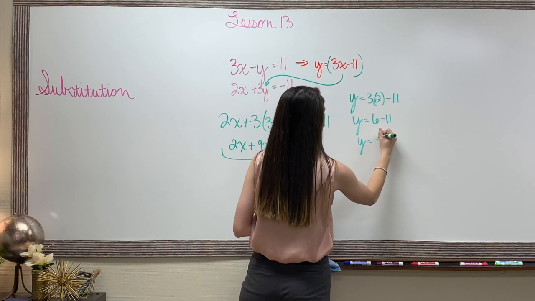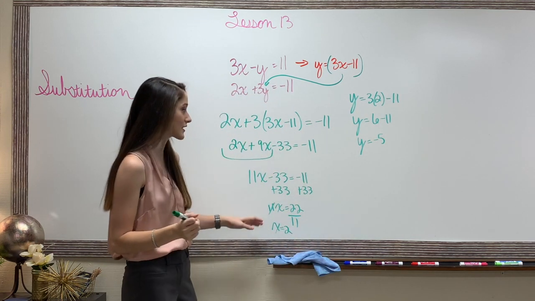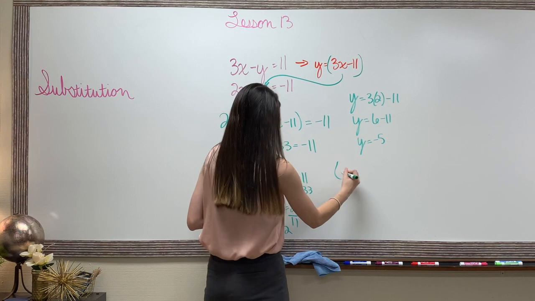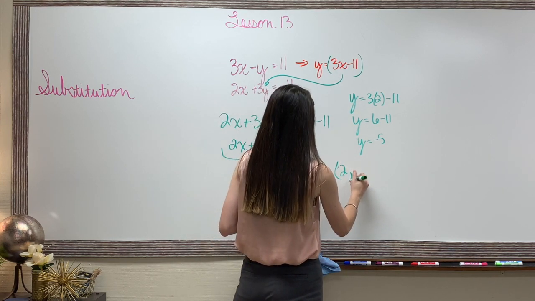Y equals negative 5. And now that we have our x and our y values, we're going to write our answer as an ordered pair. X always goes first, so 2, negative 5.